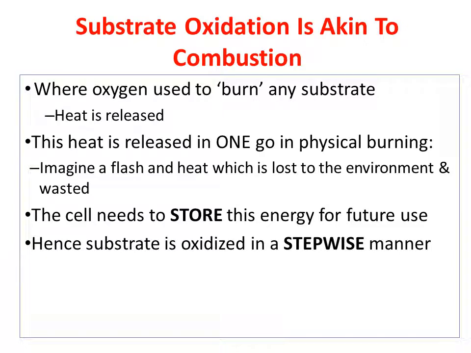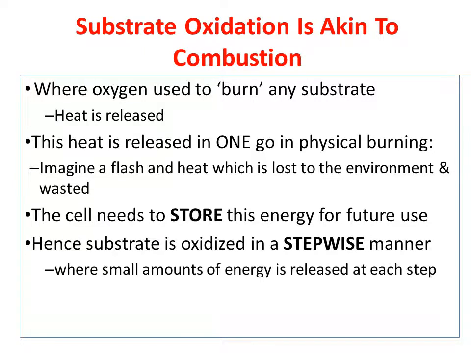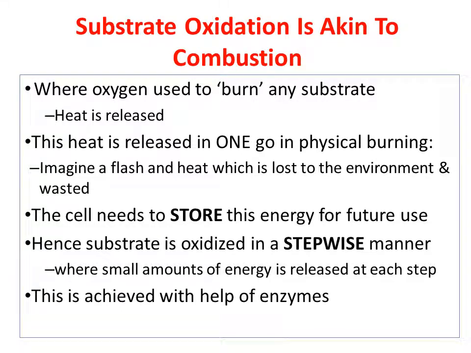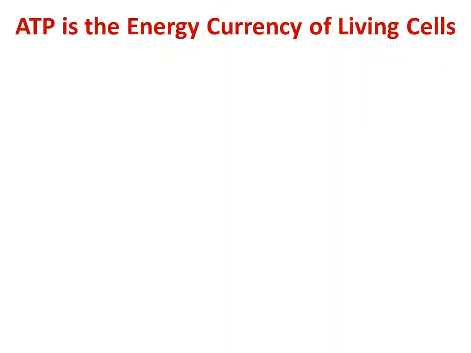Hence, the substrate which is oxidized in cells is oxidized in a stepwise manner, wherein small amounts of energy are released at each step. And this stepwise burning or oxidation of the substrate can be achieved only with the help of enzymes. The concept of ATP.